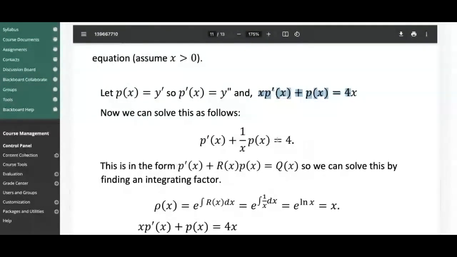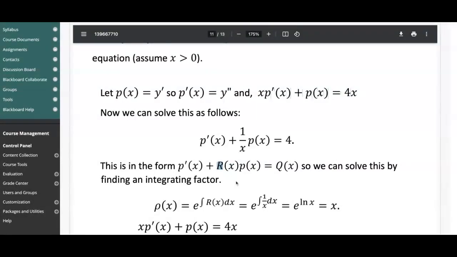So how do we solve this? We divide by x for all the terms. This can be written as p prime plus 1 over x times p of x equals 4. Wow, that's in the p of x, q of x form. We used to call this p. So I guess this is a typo. This is not supposed to use r. This is a typo. Okay, this should be p.